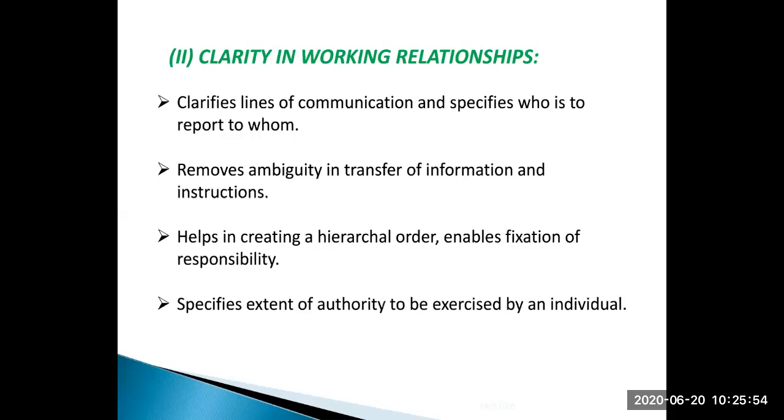Which means if a worker is having any problem, he will not directly go to the director of the company. He would obviously take his issues, problems, or grievances to his superior, or let's say supervisor. The supervisor in turn would go to the departmental head. The departmental head would in turn go to the manager of the company. This is how the communication flows. So proper organizing helps in creating hierarchical order and enables fixation of responsibility.